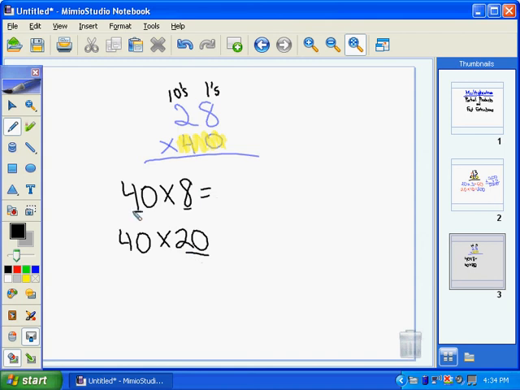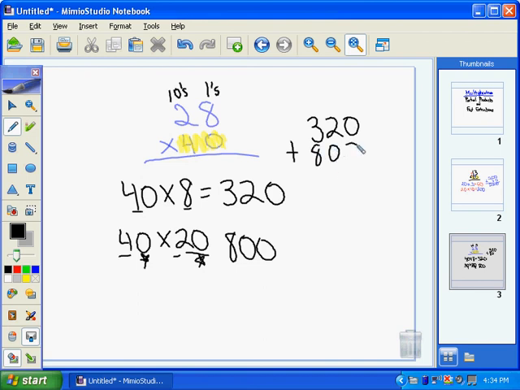So we know 8 times 4 is 32. And because of our 0, we need to put a 0 in our answer. So we have 320 there. And then for our second problem, we have 4 times 2, which is 8. But because of our 2 zeros here and here, we need to put those in our answer as well. So now we have 320 plus 800. So I'm going to add those two together: 0 and 0 is 0, 2 and 0 is 2, 8 and 3 is 11. So we come out with 1,120.